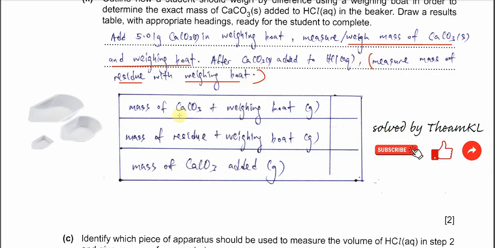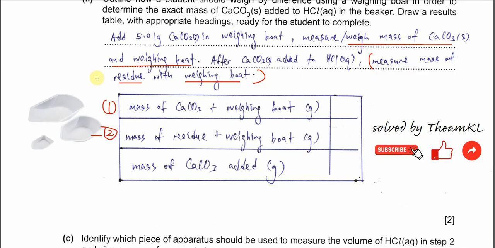So basically, we need to measure two masses. The mass of calcium carbonate with the weighing board, and after addition, the mass of residue with the weighing board. So we use the first one minus the second one, and we will get the mass of calcium carbonate added to the acid. So this is the actual mass of calcium carbonate that was added to the acid.